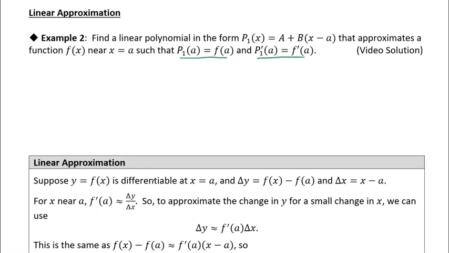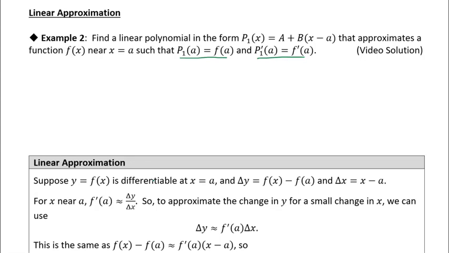All right, so this is just a linear polynomial. It looks a little different. We have this a plus b times the quantity x minus a. So it's maybe written in a strange form, but there's a reason for that. Essentially what we need to do is find these constants a and b.